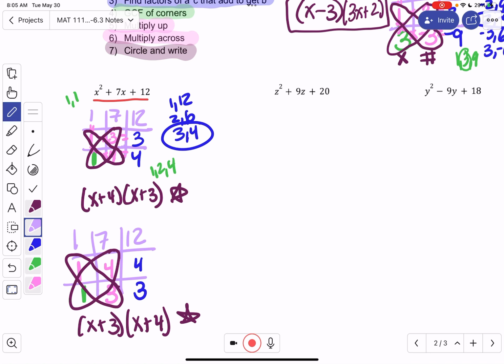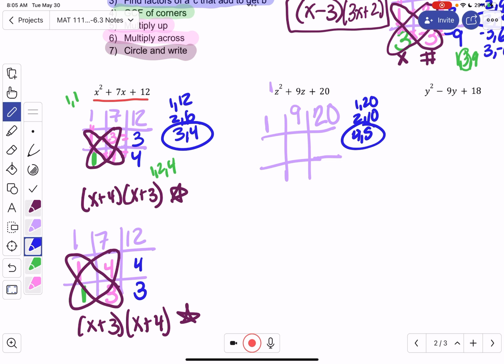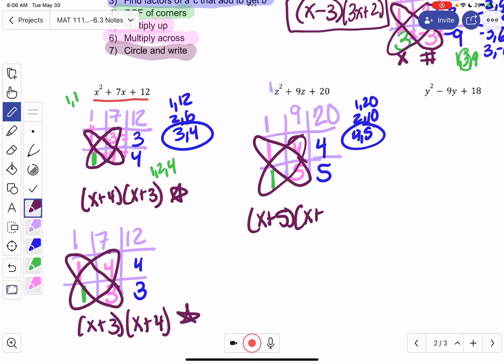Let's try another one. There's no greatest common factor. A is 1 if there's nothing in front. B is 9. A times C is 20. Factors of 20 are 1 and 20, 2 and 10, 4 and 5. We have a pair that adds up to 9. Greatest common factor of 1 and 5 is 1. Multiply up. Multiply across. Circle and write. So we have x plus 5, x plus 4. If you ever want to check, you can just FOIL out your two binomials, and it should come out to your original answer.